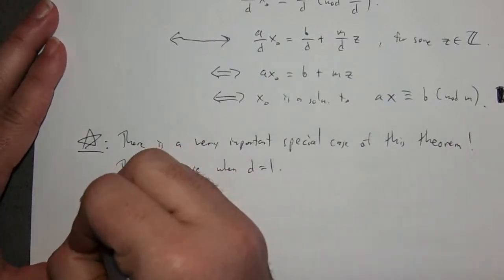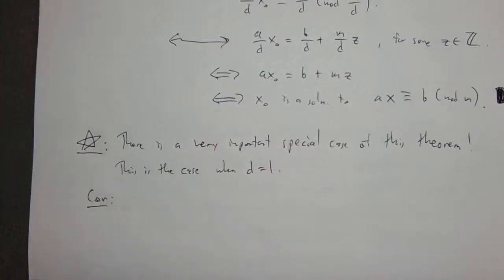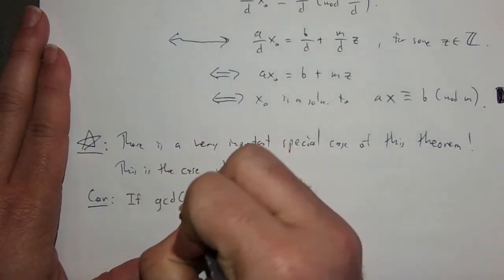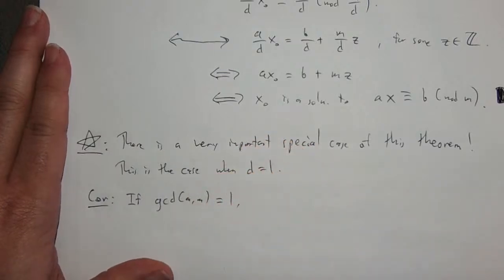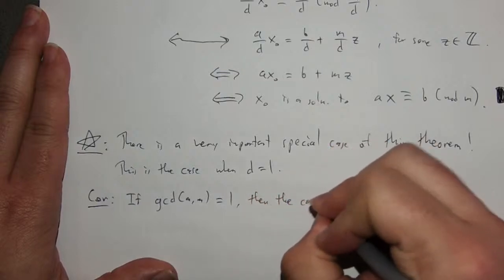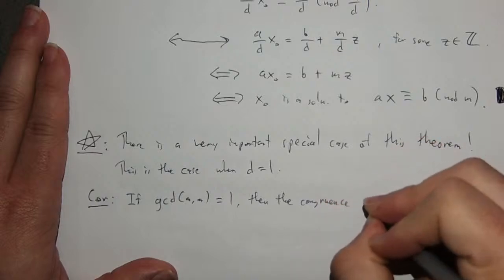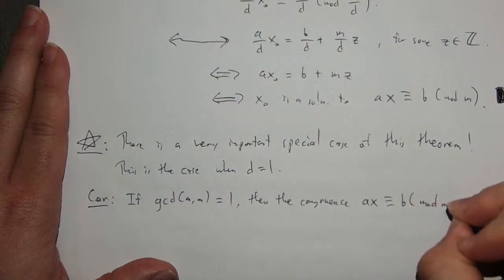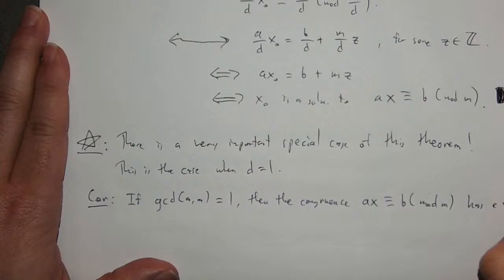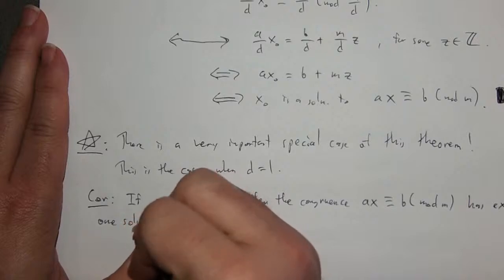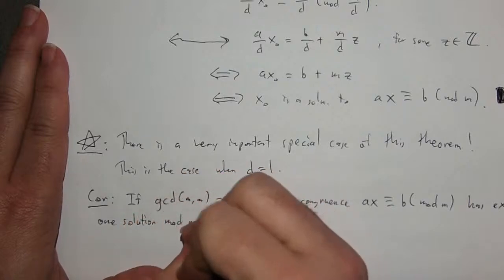All right, and so here's a corollary that is very important. It's going to be applied a bunch. So this is if the GCD of a and m is equal to 1, then the congruence ax is congruent to b mod m has exactly one solution mod m.